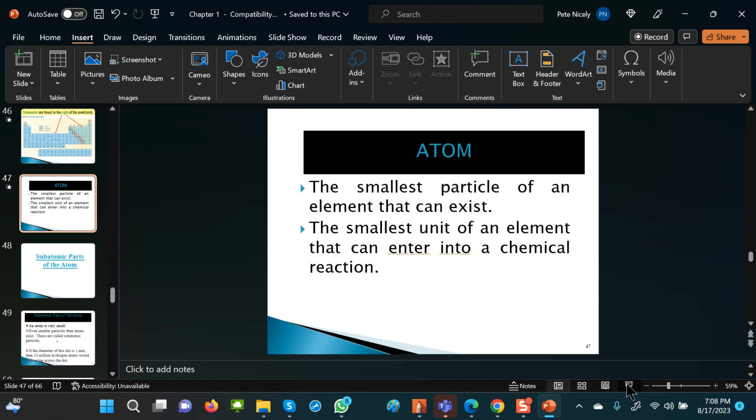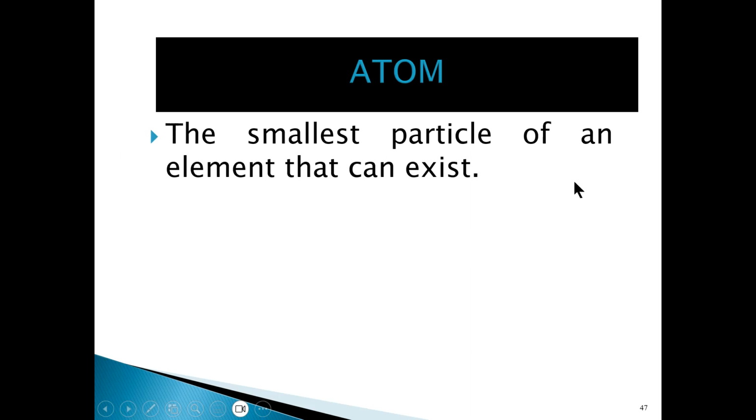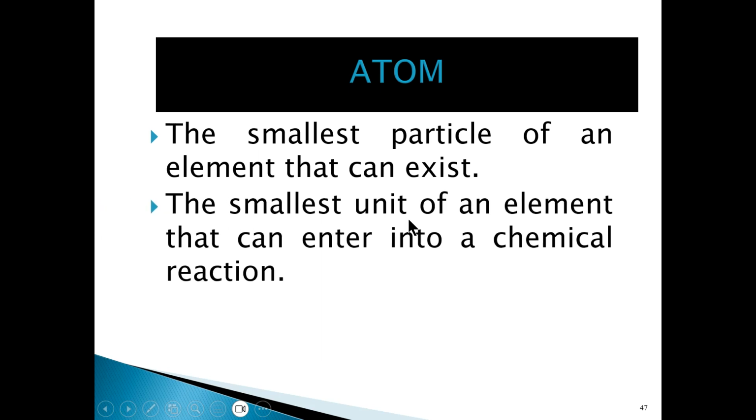So now we're going to get into a discussion of the atom, the most fundamental particle of matter that one can find. So let's define what we mean by this term. An atom is the smallest particle of an element that can exist. And here's another definition. It is the smallest unit of an element that can enter into a chemical reaction, right? So basically, the atom is the smallest particle that you can find for a particular element.